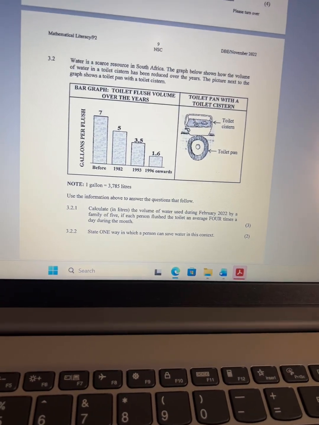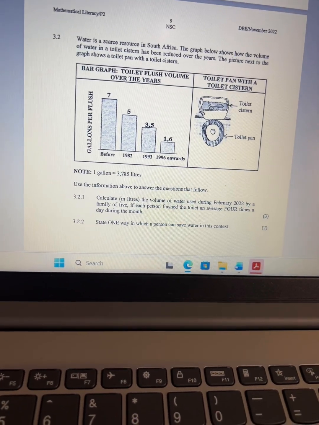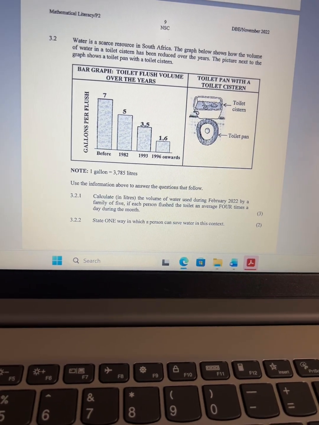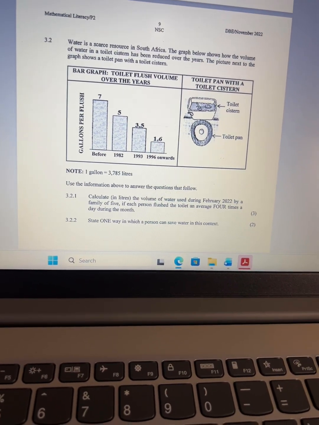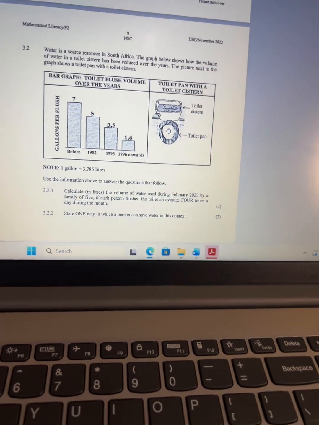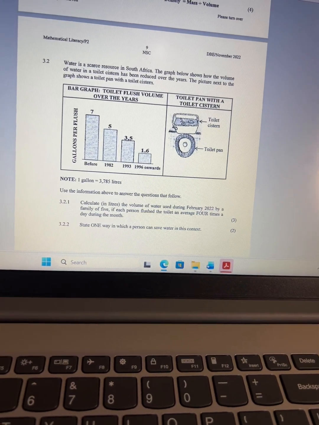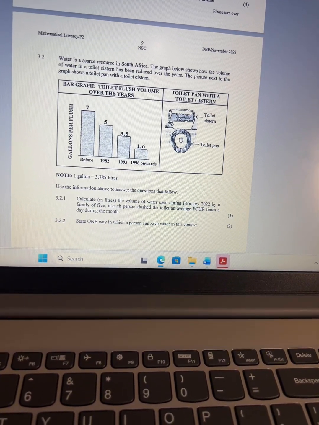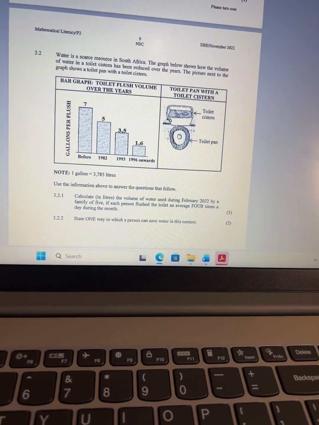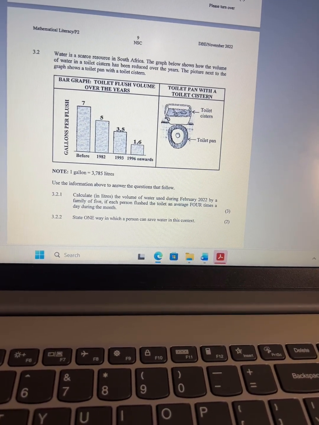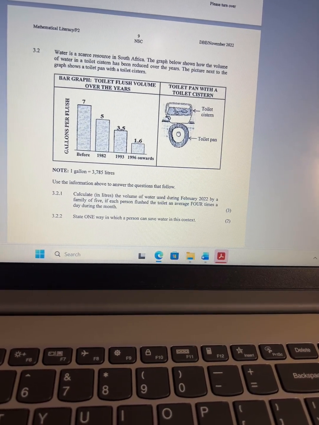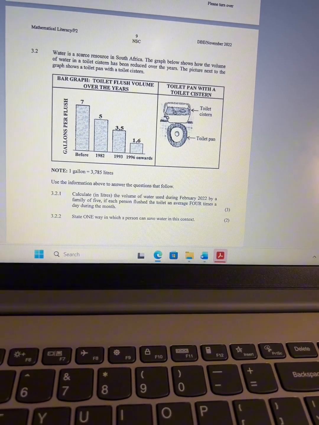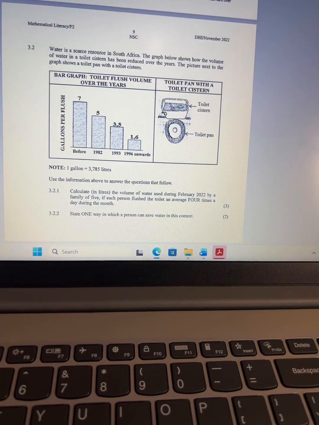So the first thing that they have asked us there in 3.2 is 3.2.1. They said use the information above to answer the questions that follow. Calculate in liters the volume of the water used during February 2022 by a family of 5, if each person flushes the toilet an average of 4 times a day during the month.